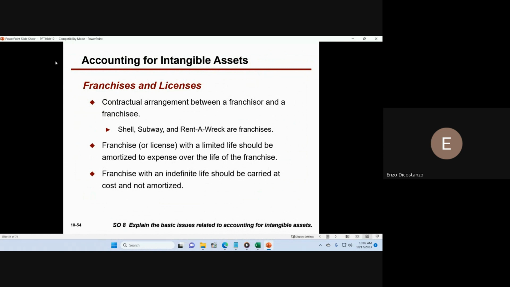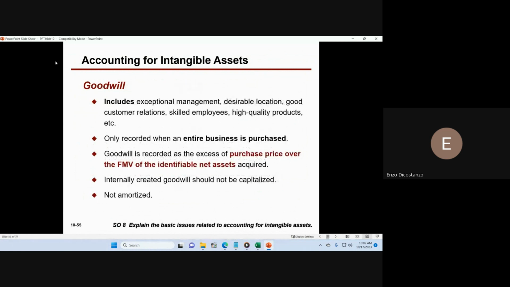Franchises and licenses, like Subway and Shell, have a limited life and are amortized to expense over the useful life of the franchise. A franchise with an indefinite life should be carried at cost, not amortized. So again, writing it off once, or capitalizing it or writing it off over a number of years, those are all accounting decisions that you have to make.